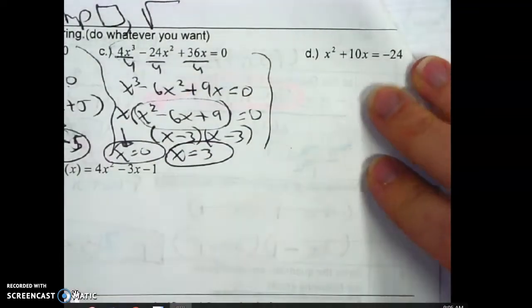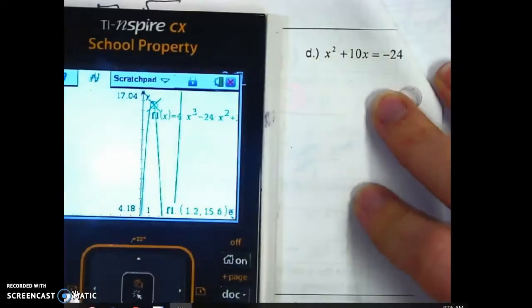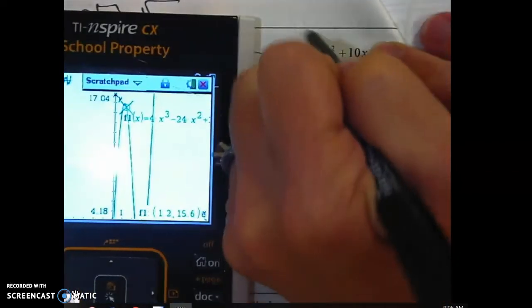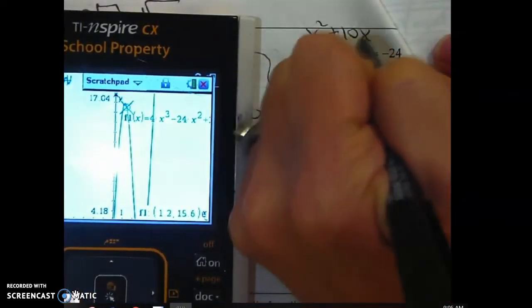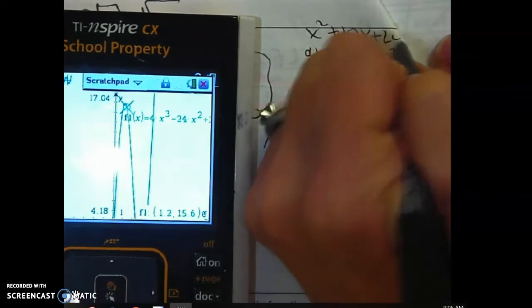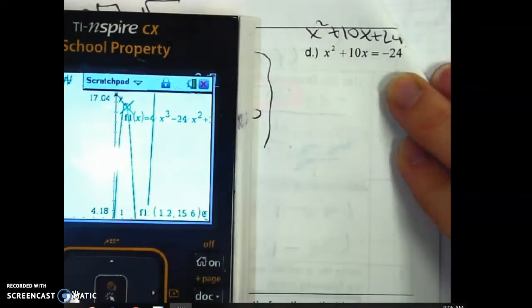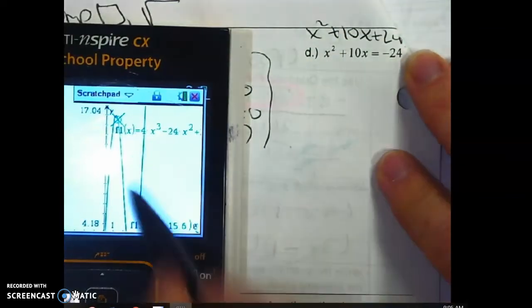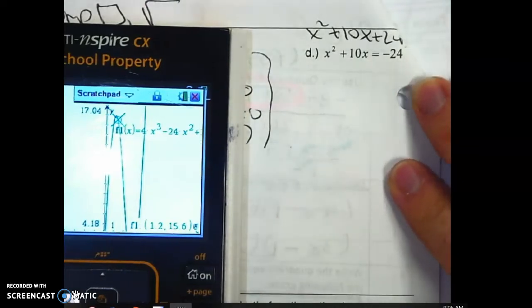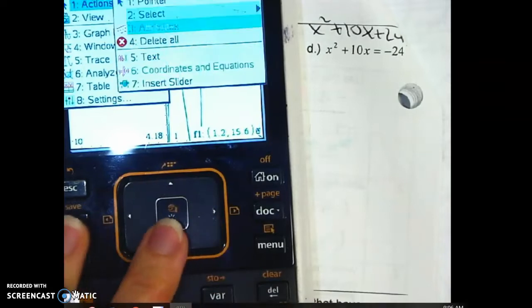Next one. Now, the problem with this one, if I'm going to put it in the calculator, I'm going to have to set it equal to 0. And once I do that, that 4 right there, then I could take that and plug it into the calculator. Okay? So when I do that, I'll do that, because why not?